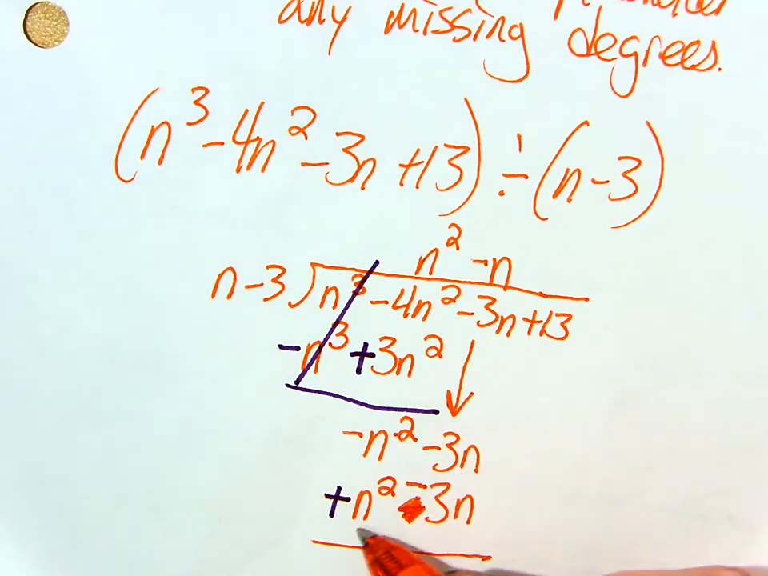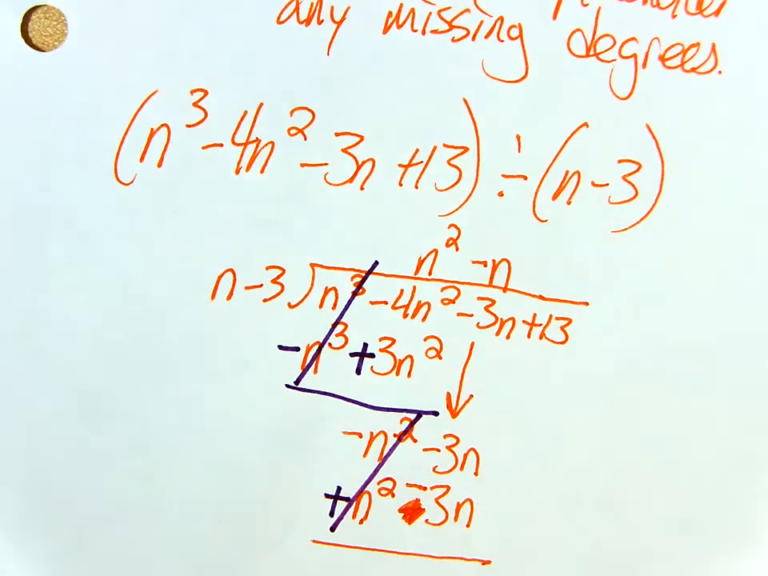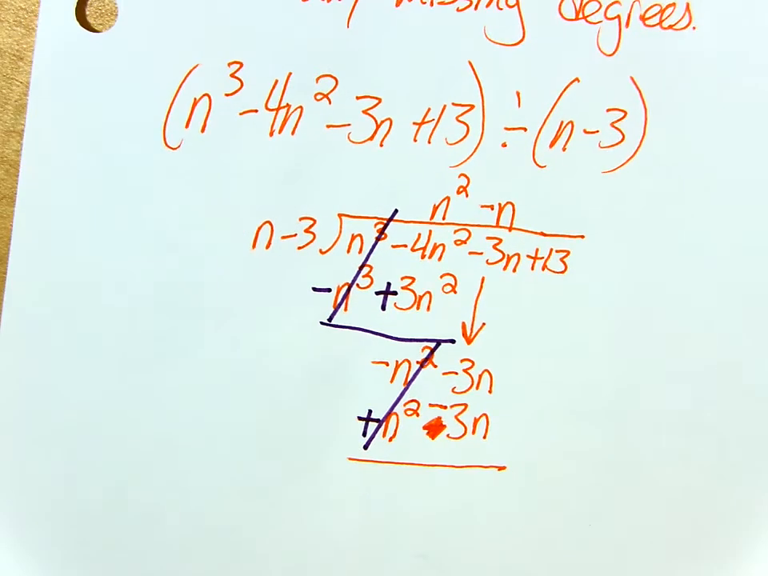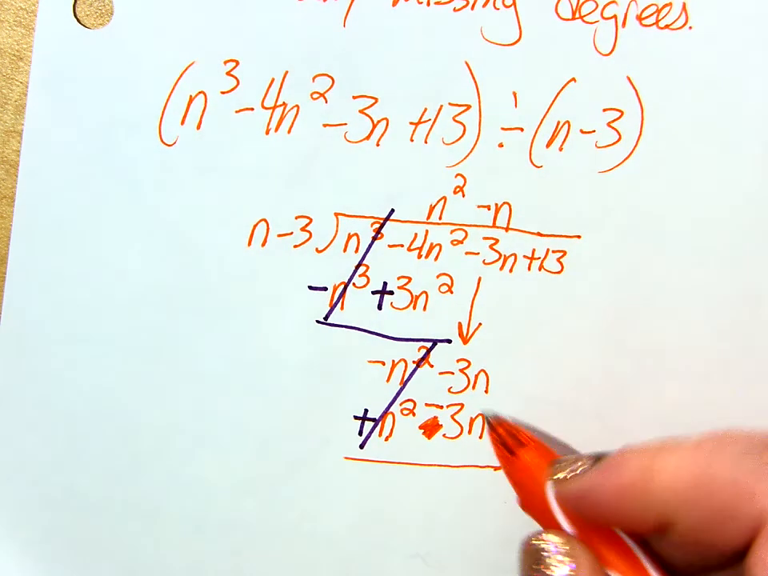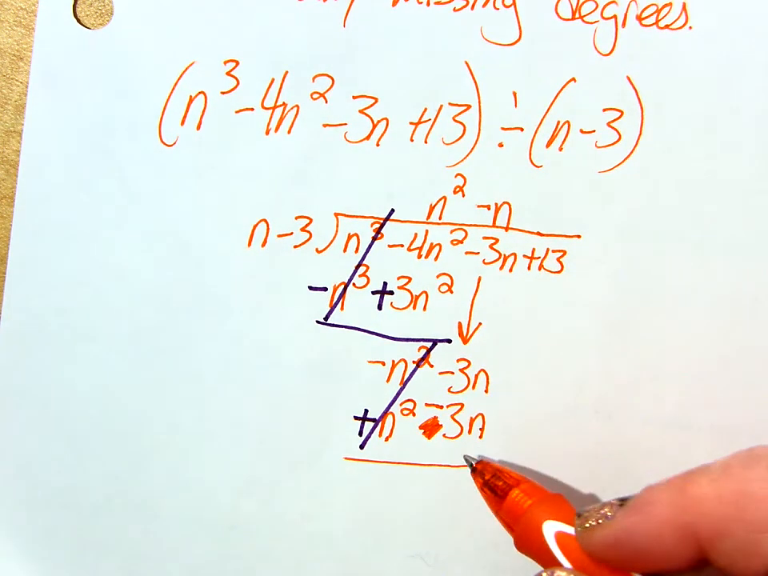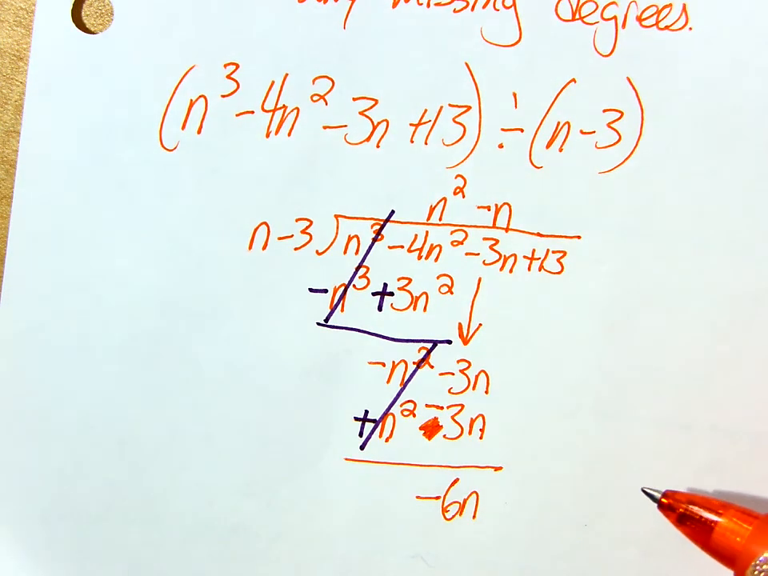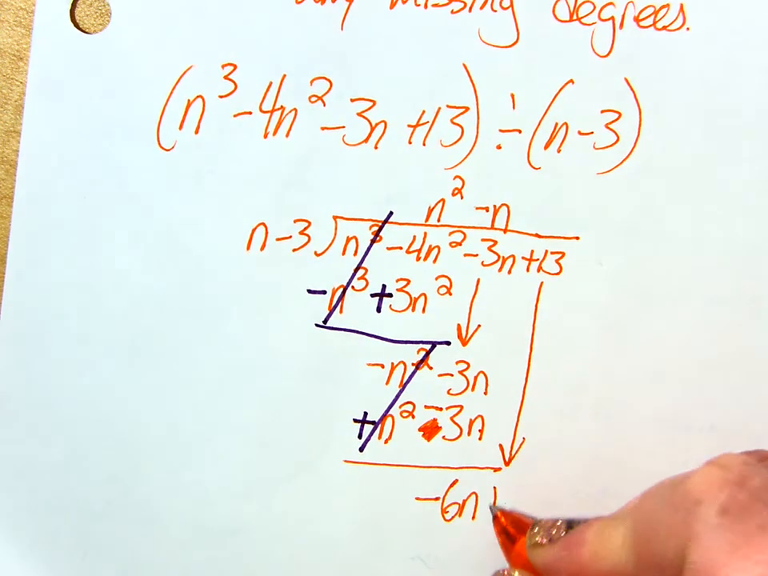So now, negative n squared plus n squared, again, I'm telling you, every time. Math is so awesome. It self-checks you as you go. So if those first two things don't cancel out, you've done something wrong. And now, what's negative 3n minus 3n? Negative 6n. And then I just keep going. I have one more thing to bring down, plus 13.